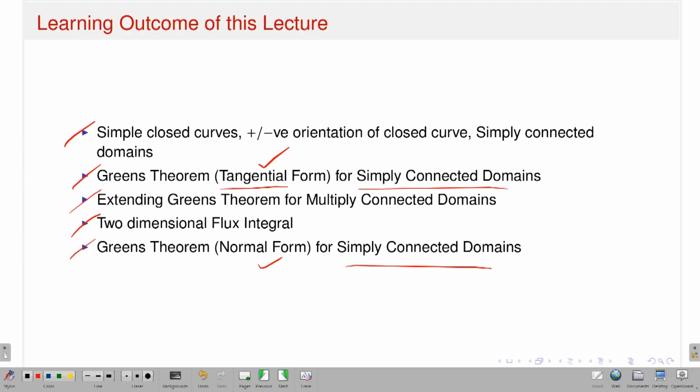Okay. So, first I will start with what I mean by curve, the notions of curves. Again, just to recall very briefly, I will talk about simple closed curves, orientations and simply connected domains, and then I will talk about Green's theorem, the tangential form for the simply connected domain, and then I will talk about the extension of Green's theorem for multiply connected domain. Then as an application you will see the 2-dimensional flux integral, and then at the end we will have Green's theorem, the normal form for simply connected domains.